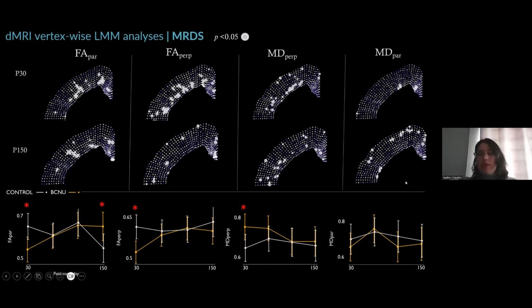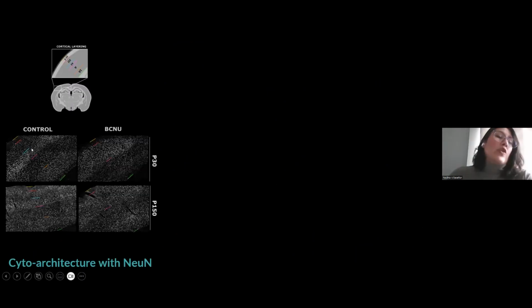But now, in order to understand what these diffusivity changes mean in a biological context, we look at the stainings. We first look at the cytoarchitecture with the neuronal nuclei. And here in the control, the first thing we see is a very clear layering of the cortex. You can see here by colors, we see the 6 layers. And when we look at the BCNU, we see that there's a blurred transition between the superficial layers 3 and 4, and also the deeper layers 5 and 6.